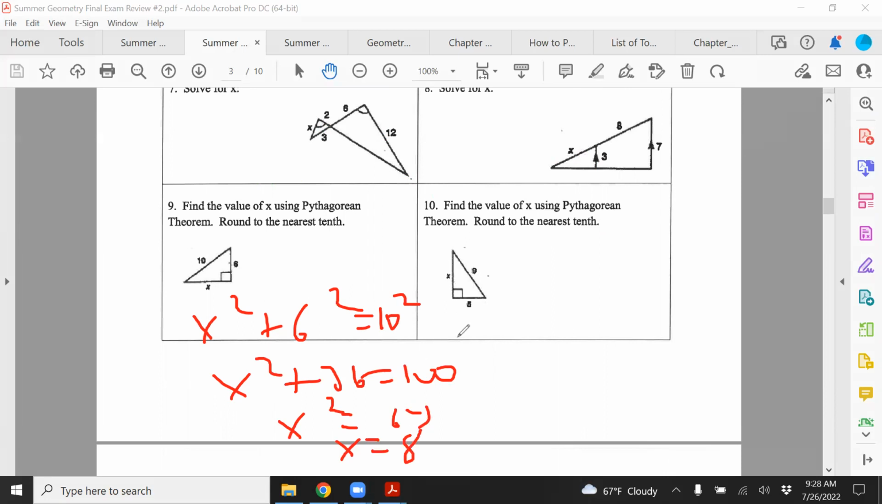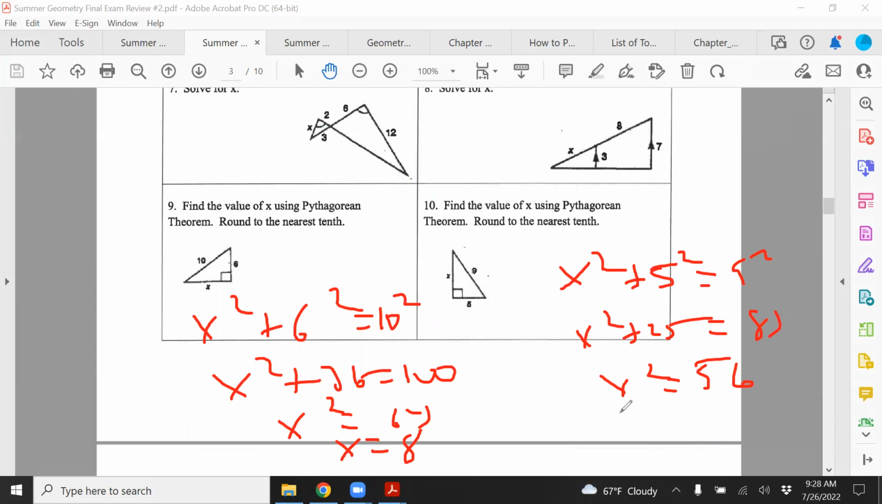Yeah, and then 10, do the same thing. 10 is going to be a weird decimal though. I think it's a 5. I can't tell. Equals 56, I think. Yeah. So x is root 56. Sorry, my handwriting stinks here. Okay. So that's the first page.